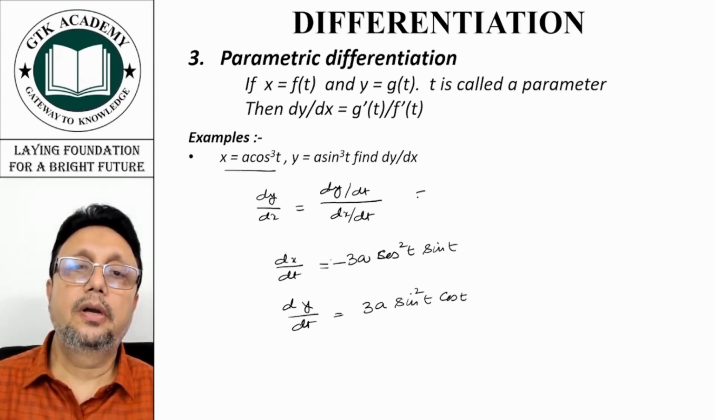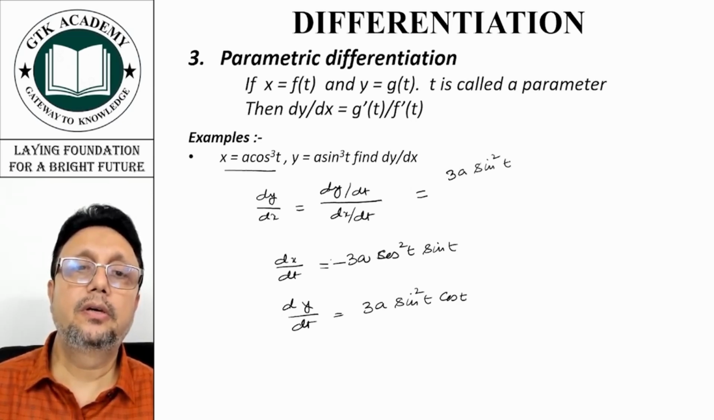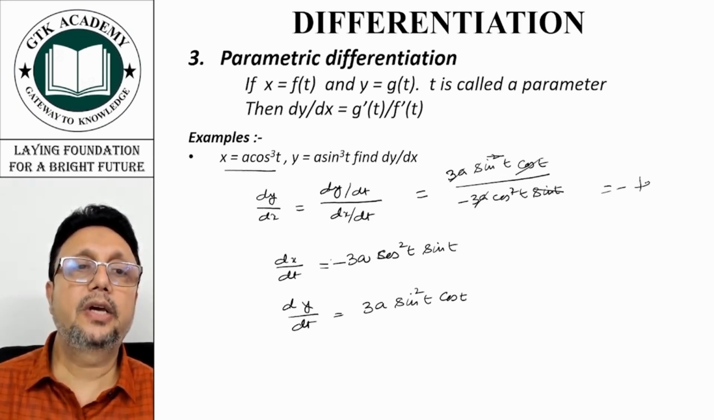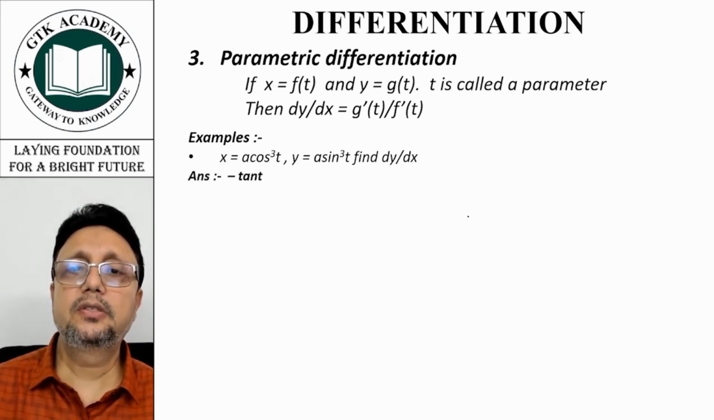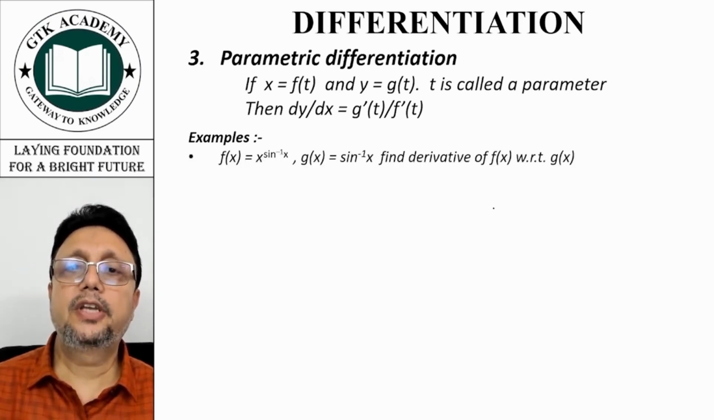So here it becomes dy upon dx is 3a sin square t cos t upon minus 3a cos square t sin t. This will get cancelled, this will get cancelled, and so this is minus tan t. Now let's check the answer. It is minus tan t. Hope you are clear with this. Let's take one more example.